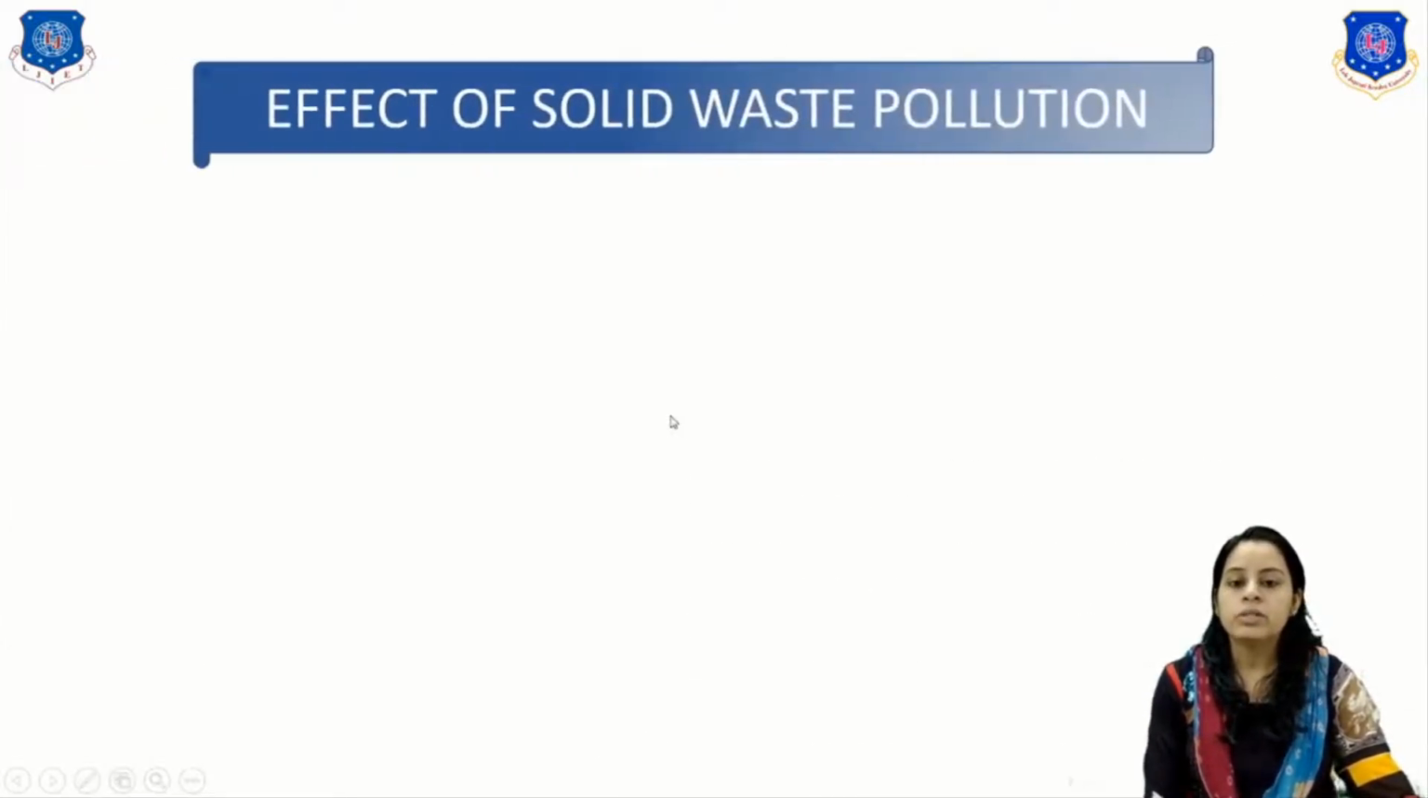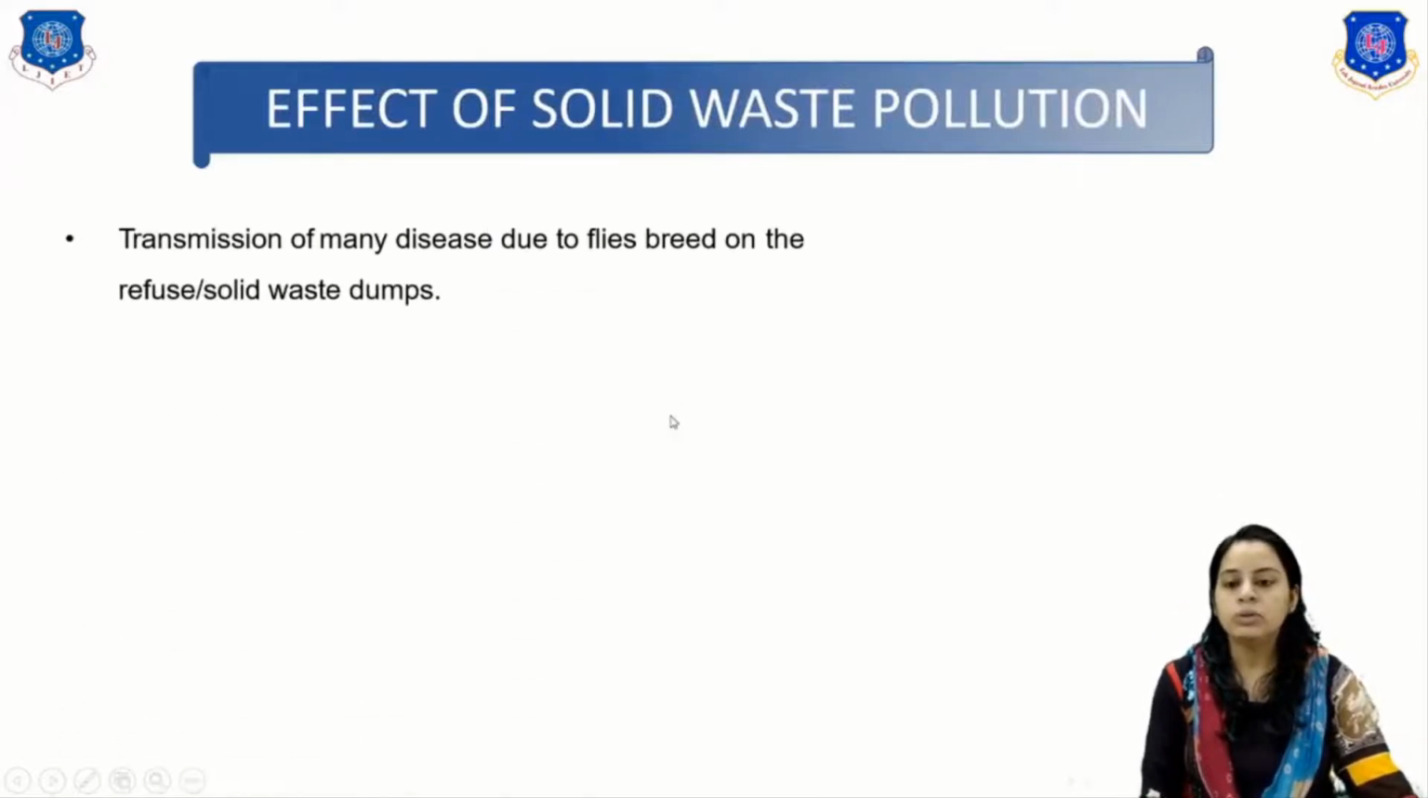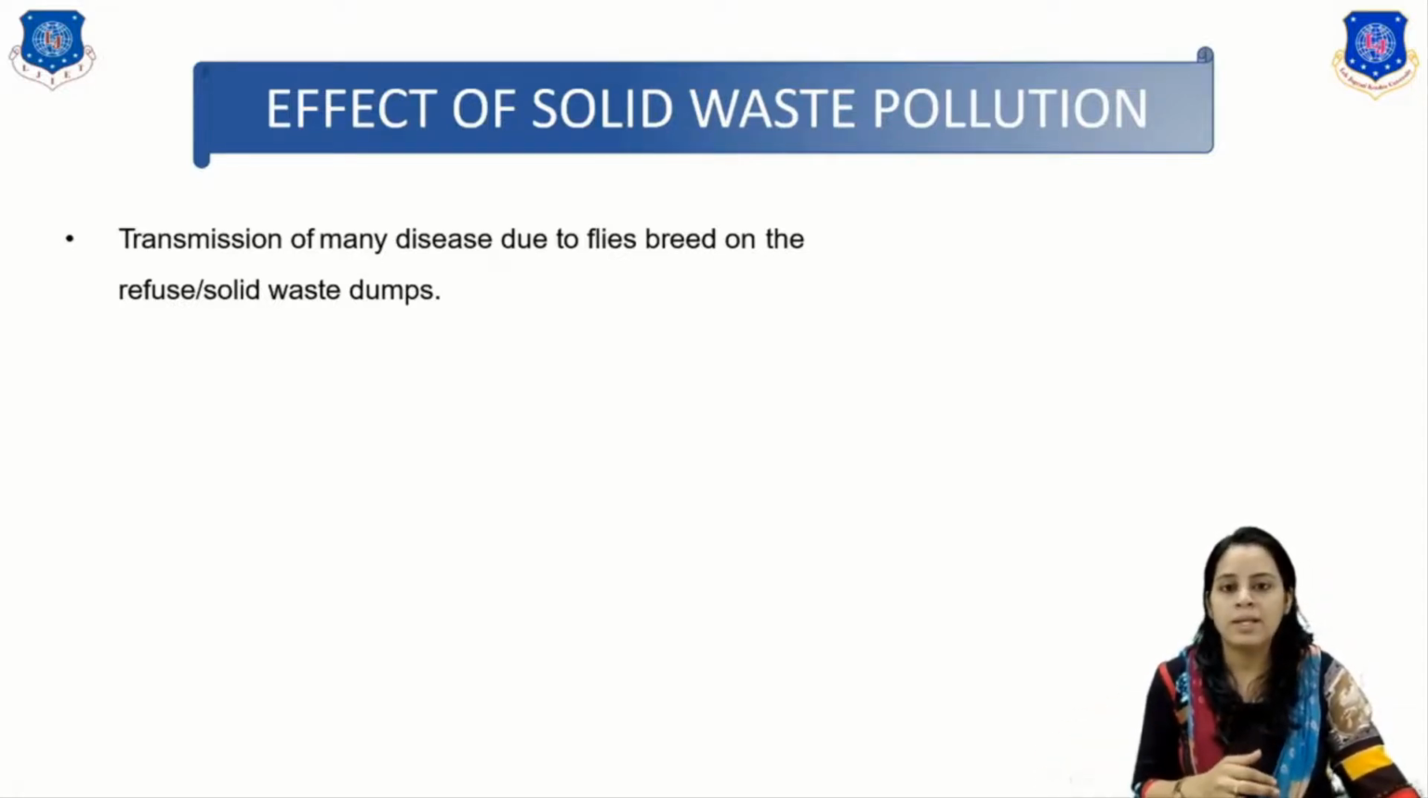Now the next topic is the effect of solid waste pollution. The first effect is transmission of many diseases due to flies breeding on the refuse solid waste dump, right? Because we are using a basic method of solid waste management, which is landfilling. It is open dumping, so the chances of disease are there because flies and mosquitoes transmit disease to food and water from one place to another, right?